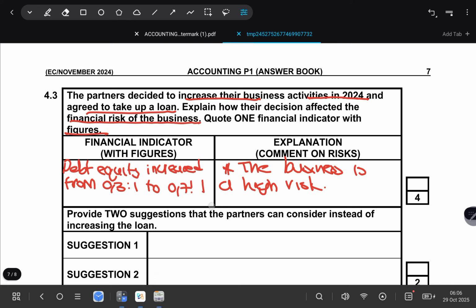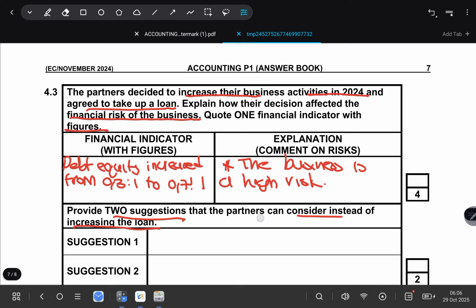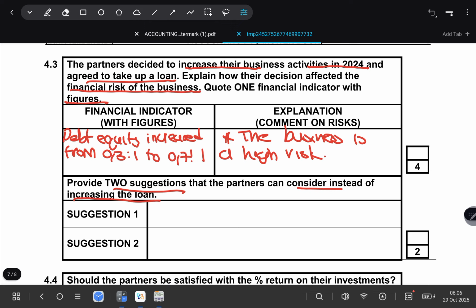And then next, they're saying provide two suggestions that the partners can consider instead of increasing the loan. So maybe the partners can contribute additional capital.